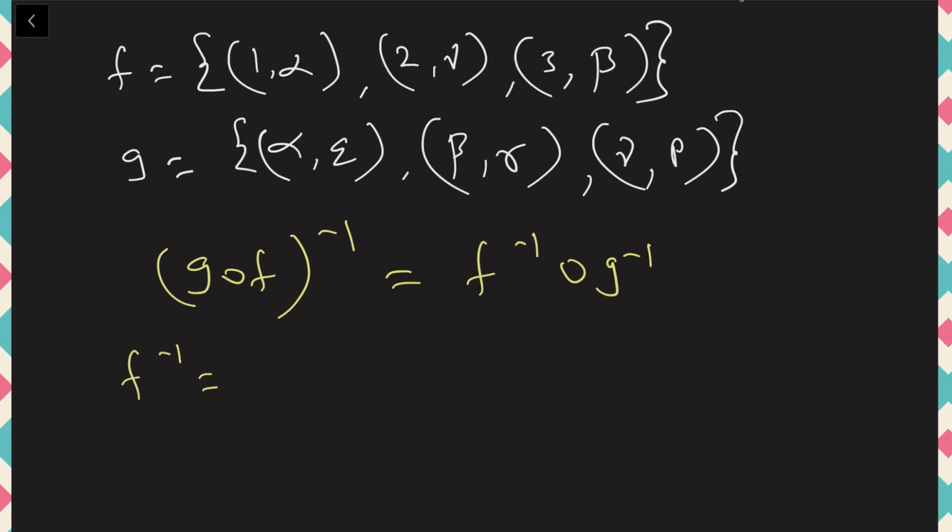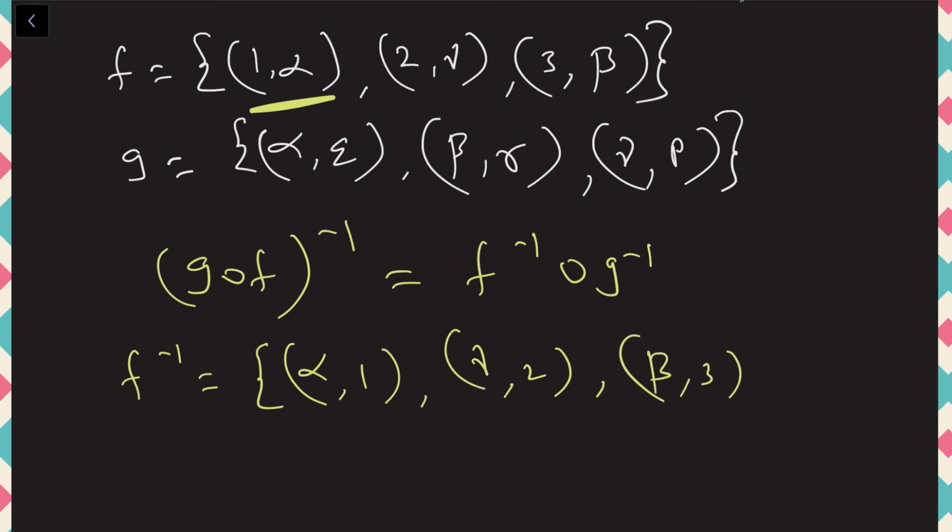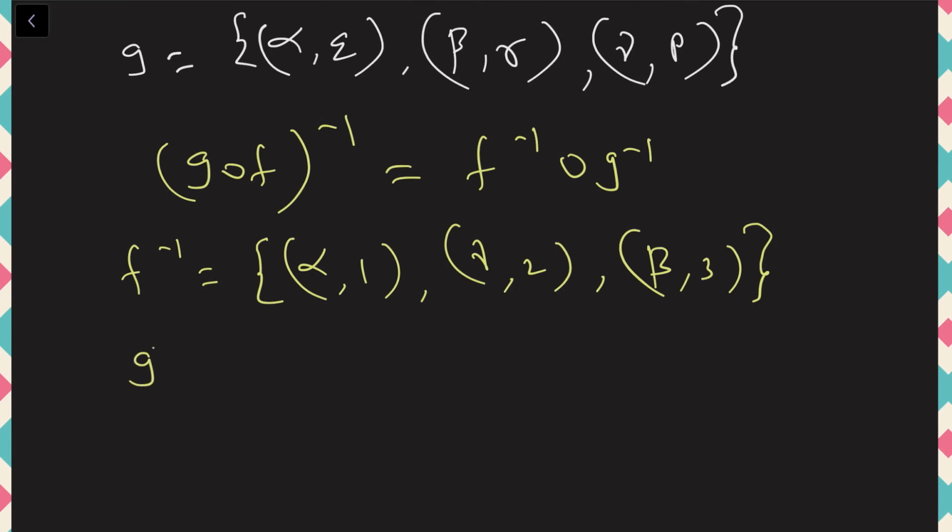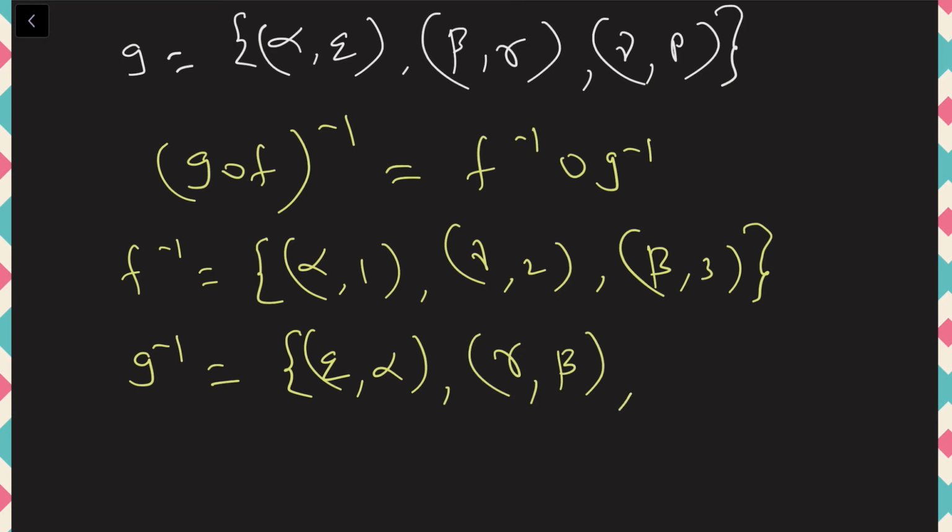f inverse is equal to, just for the function f replace it: 1 comma alpha will become alpha comma 1, 2 comma gamma will become gamma comma 2, 3 comma beta will become beta comma 3. This is f inverse. The same way, let us find the g inverse also. Alpha comma q is there, so it will become q comma alpha. Beta comma r is there, then it will become r comma beta. Gamma comma p is there, so it will become p comma gamma. Now I have f inverse, g inverse also.